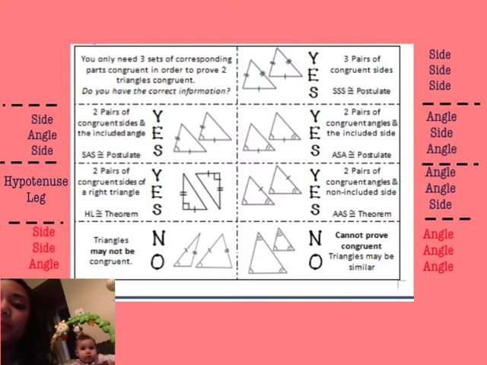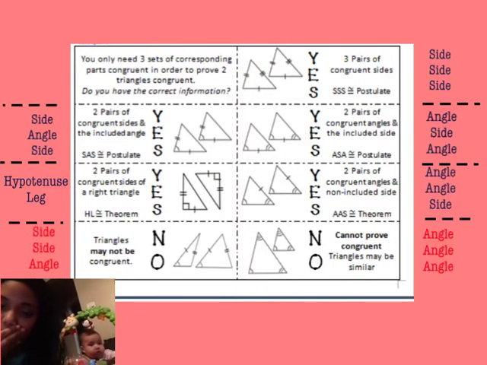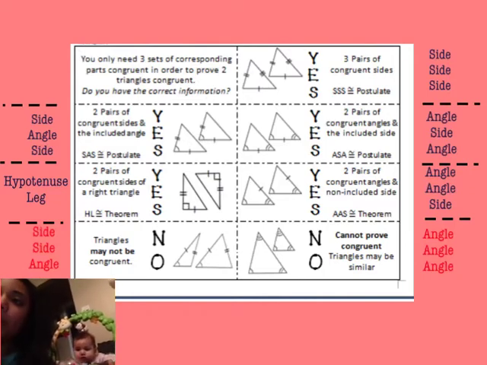So if you go to this section right here, this is a foldable. I mean, obviously mine's on an iPad, so it doesn't look like a foldable. But if you have a side, side, side, all sides of a triangle are congruent, then the 3 pairs of congruent sides are congruent. This is the side, side, side postulate.